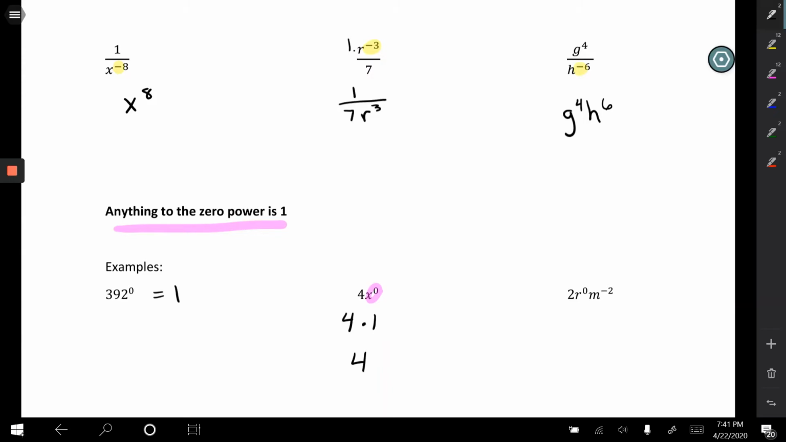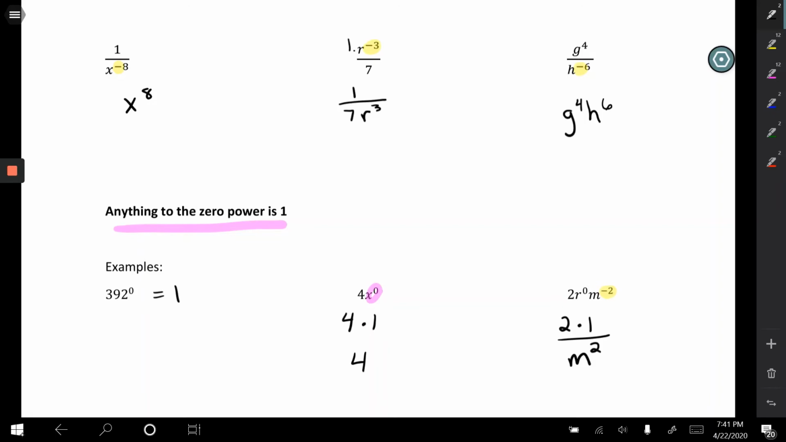Now I see that I have r to the 0 power, so anything to the 0 power is 1. So instead of 2 times r to the 0, I'm going to write 2 times 1. And I see that I've got this negative exponent here. That means that that m power is on the wrong side of the fraction line. So I need to move it down to the bottom. So now I've got m squared, because once I move it, it's on the right side, and so it's positive on the bottom of this fraction line.